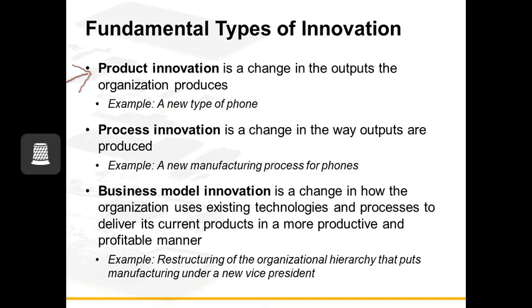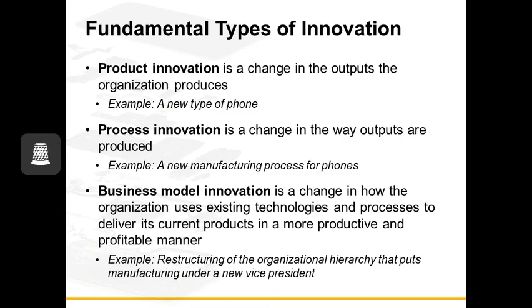All right, the second type of innovation that we're going to talk about here is a process innovation. With a process innovation, we're not changing what we produce, but we're changing how we produce it. So, for example, maybe we have a new manufacturing process that we're using for making our phones. We're producing the same phones that we've always been producing, but we're using a new manufacturing process to be more efficient or more effective in manufacturing.